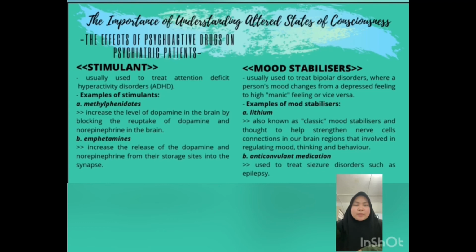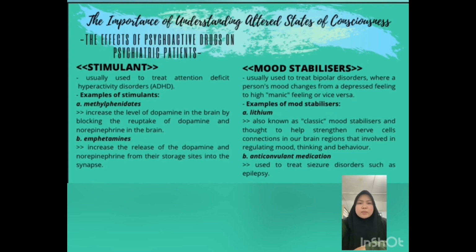So that's for stimulants. Next, I'm going to talk about the mood stabilizer. Mood stabilizers are used to treat mood disorders characterized by intense and sustained mood shifts, such as bipolar disorder and also bipolar type of schizoaffective disorders. What does bipolar disorder mean? Bipolar disorder is where a person's mood changes from a depressed feeling to a high manic feeling or vice versa. So these mood stabilizers are best known for the treatment of bipolar disorders.